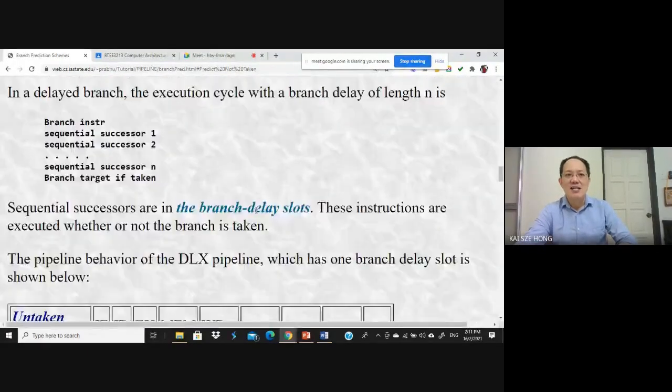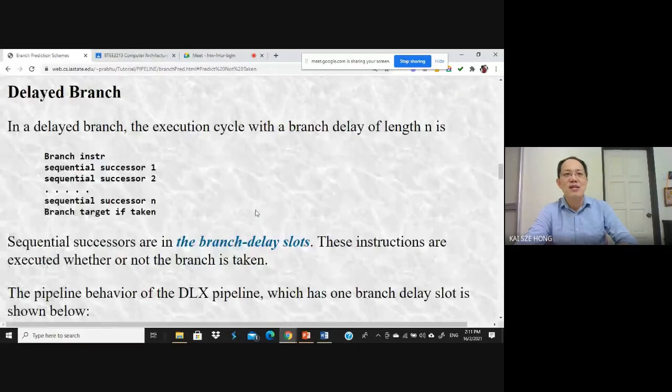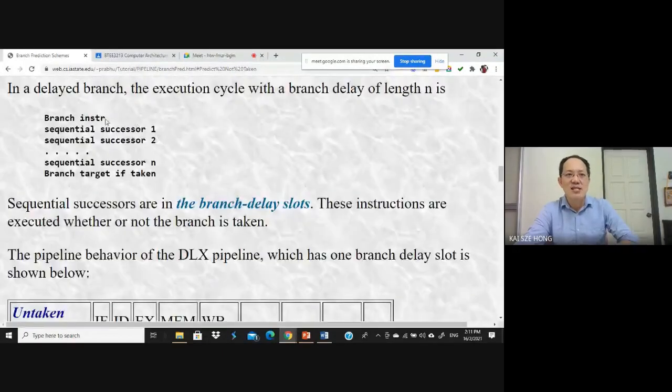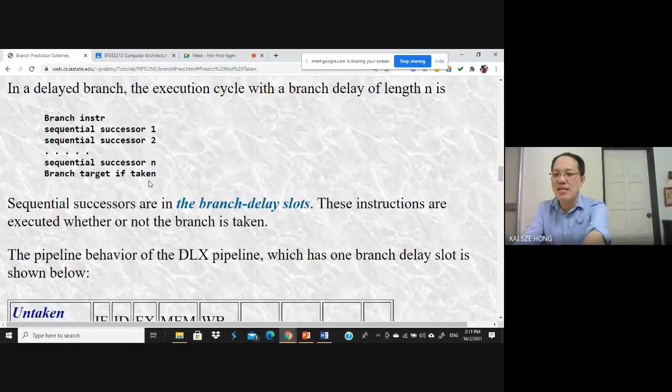Both of them actually solve the same problem. Just that for predict branch not taken, the next instruction is the one they execute here. But for the delay branch, it will take the next instruction over here. Let me use a whiteboard to explain this a little bit more.